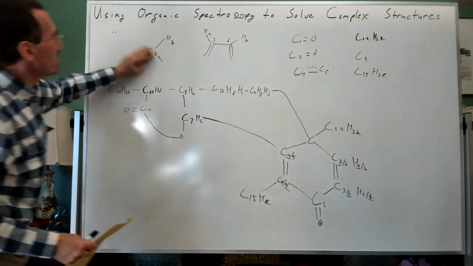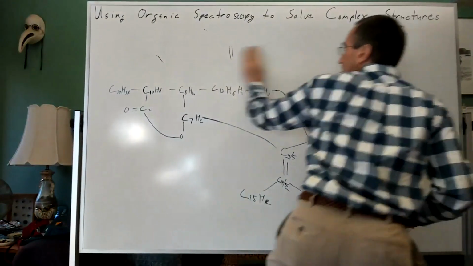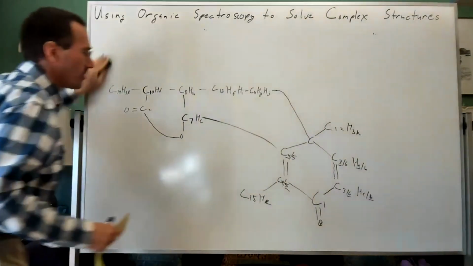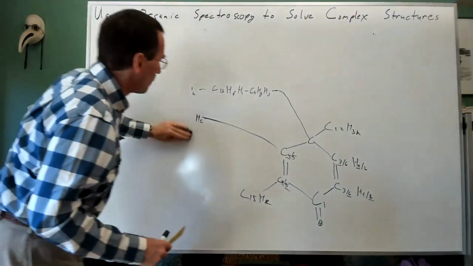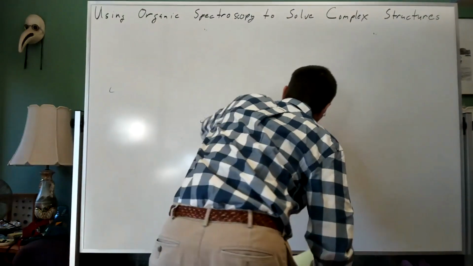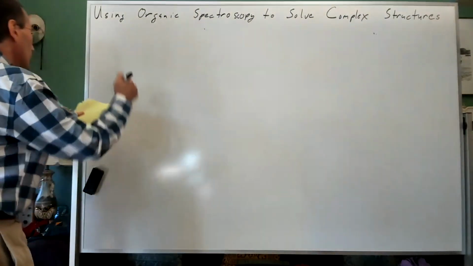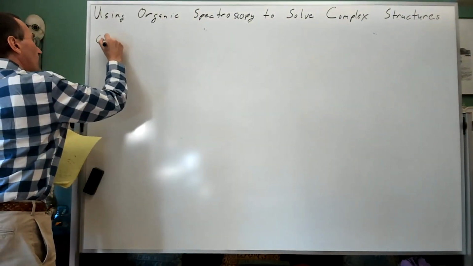I'm going to, at this point, redraw the structure neatly, make my 6-membered rings look like 6-membered rings, and so on and so forth. And I want to take us to the last bit, the stereochemistry and conformation of the molecule.